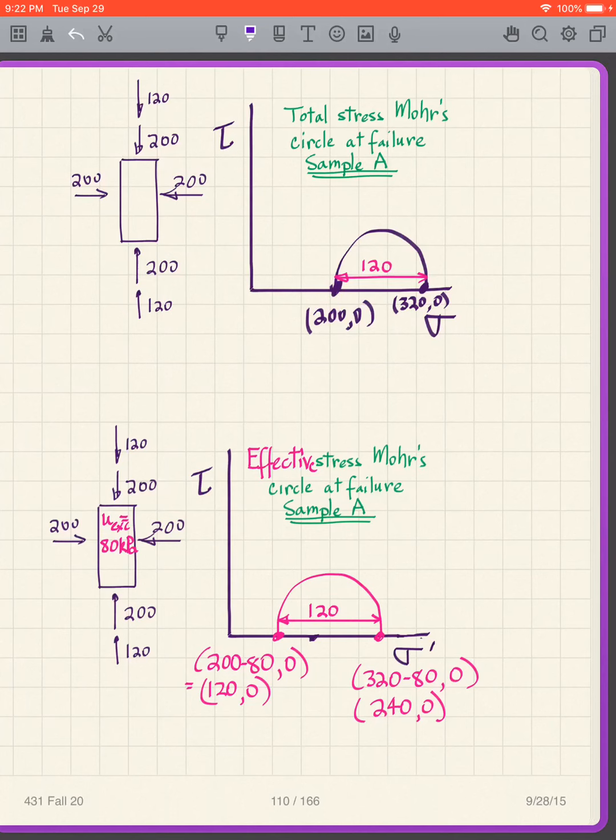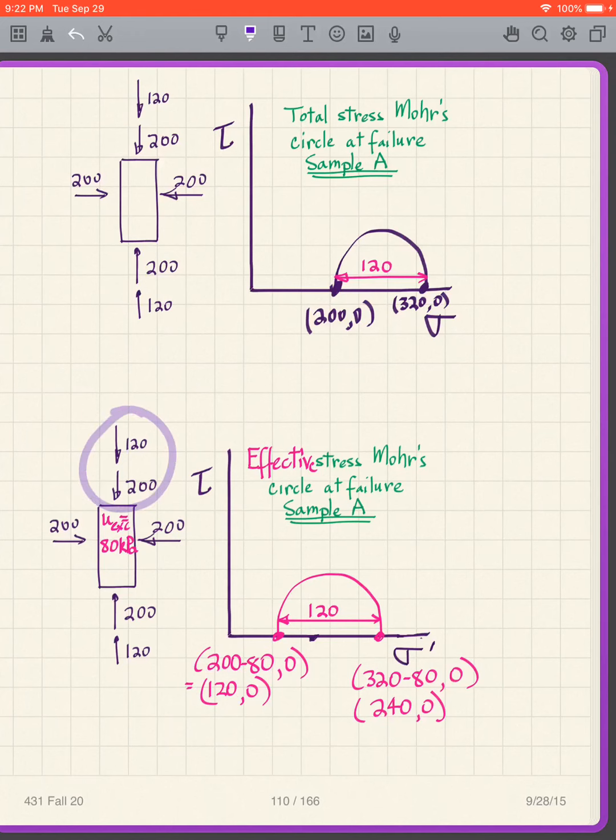If I plot up the effective stresses, so sigma prime, then what? Then my stress is what? 200 is the total stress, but the excess pore pressure is 80. So it's total minus pore pressure equals effective. So 200 minus 80 is 120. So I put 120 there.